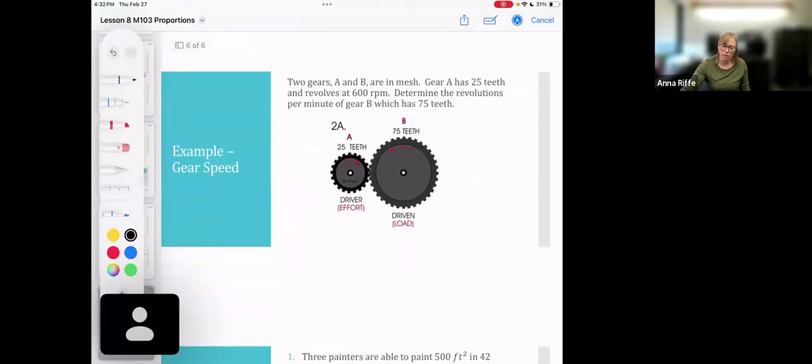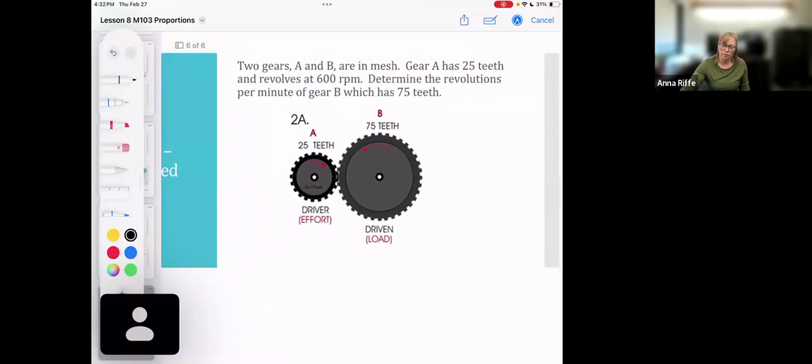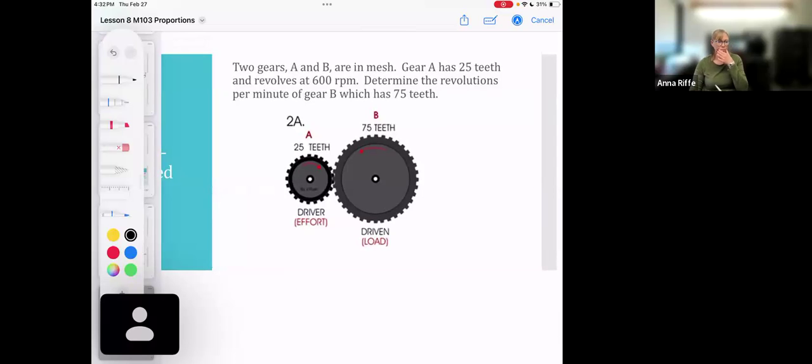And this one's kind of a different setup. Two gears, A and B, are in a mesh. Gear A has 25 teeth and revolves at 600 revolutions per minute. We want to determine the revolutions per minute of gear B, which has 75 teeth.